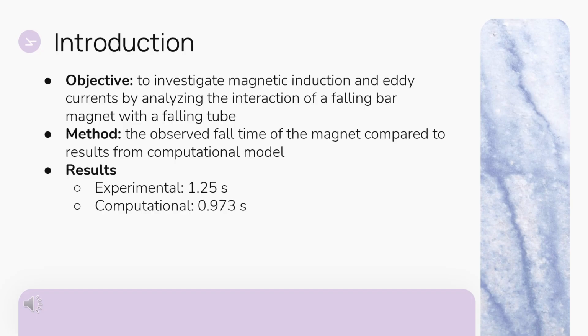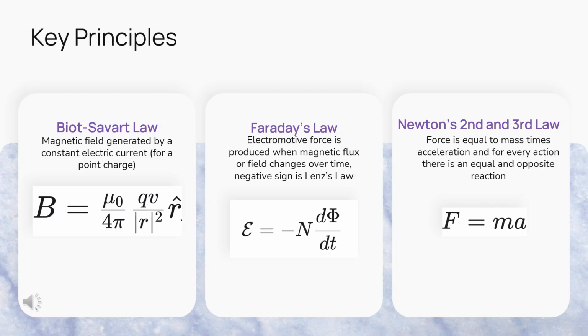For the introduction, the objective of this lab was to investigate magnetic induction and eddy currents by analyzing the interaction of a falling bar magnet with a falling tube. The method was to compare the observed fall time of the magnet to the results from the computational model. The experimental result was 1.25 seconds, and the computational result was 0.973 seconds.